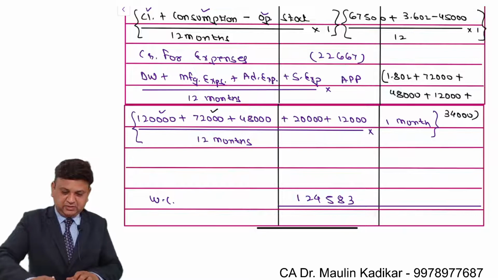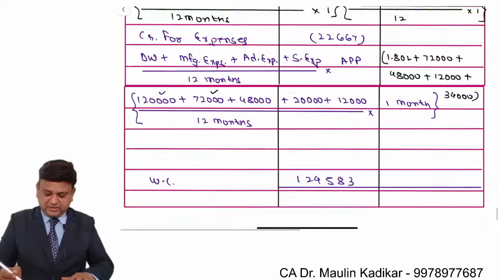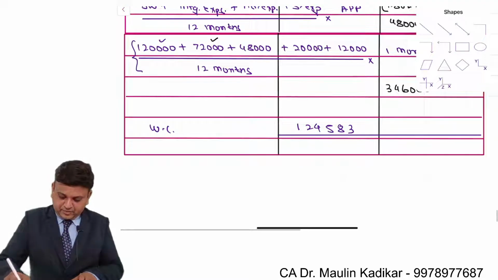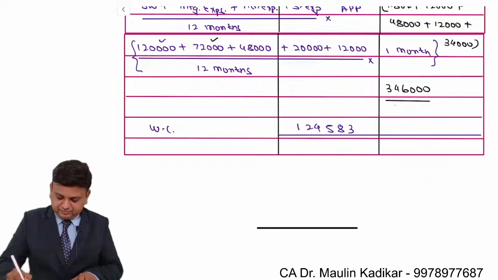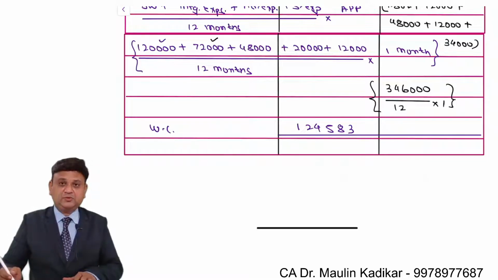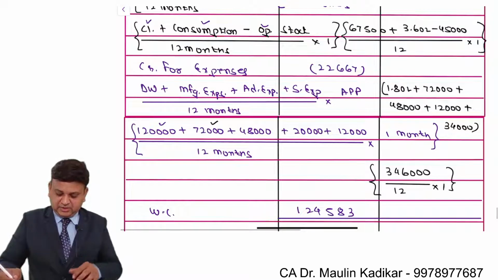180 plus 72 plus 48 plus 12,000 plus 34,000. It comes to 3,46,000, divided by 12, into 1. So it comes to 28,833.